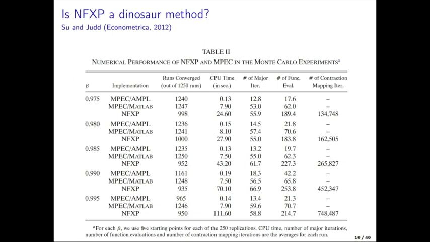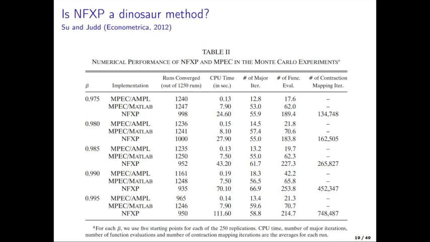In 1987, John Rust was able to solve and estimate the engine replacement model with beta equals 0.999. So what's going on here? And it's also saying here 748,000 contraction iterations in order to estimate this model.